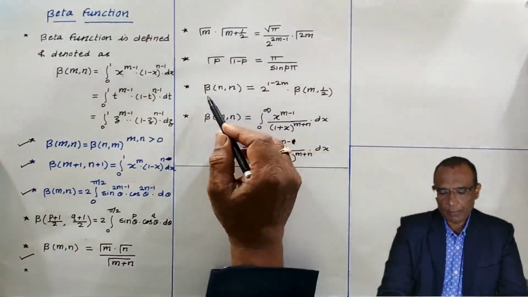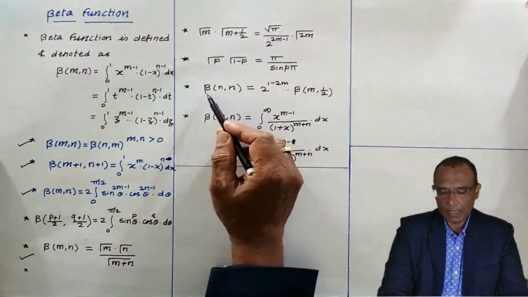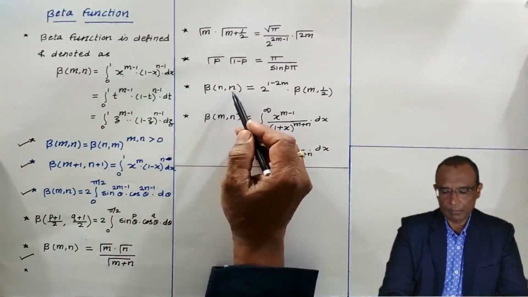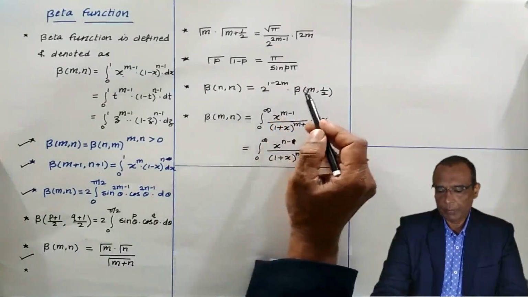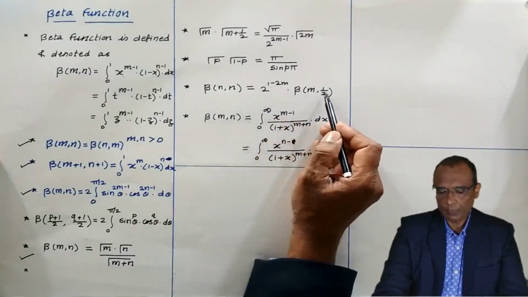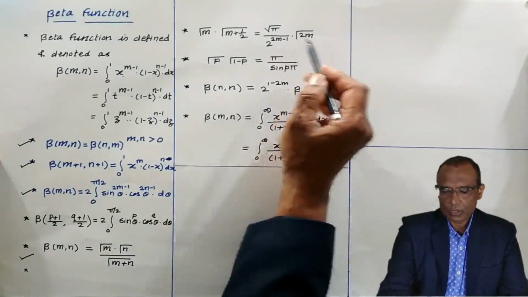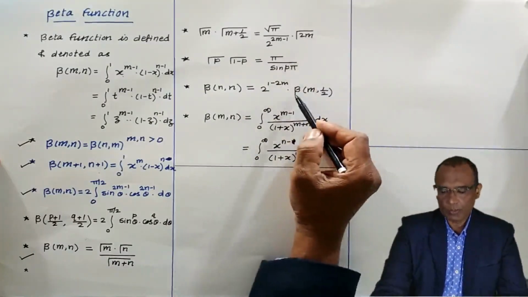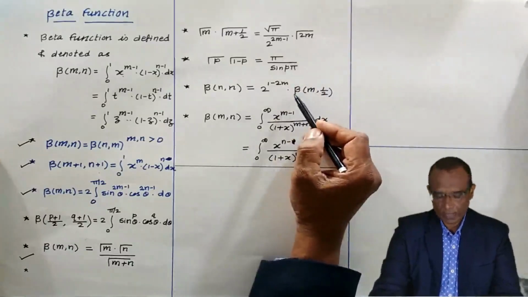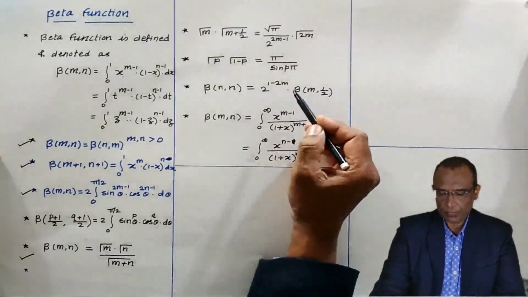Then beta(m,m) is 2^(1-2m) beta(m,1/2). From the previous result you can prove this one. You can use here the relation between beta and gamma function also.